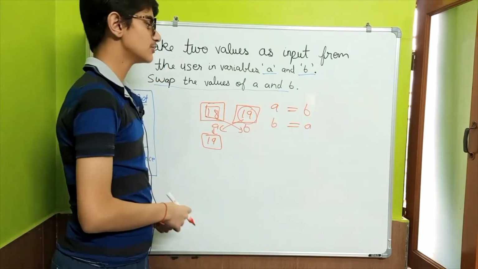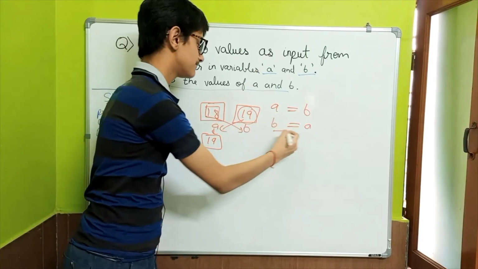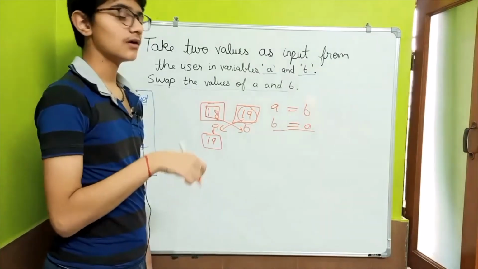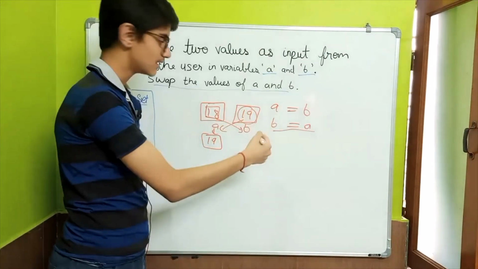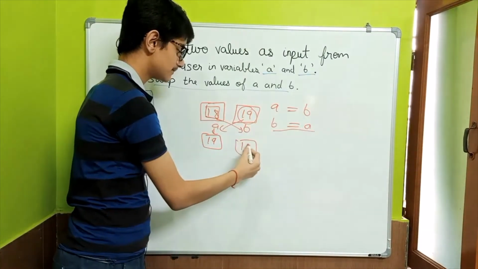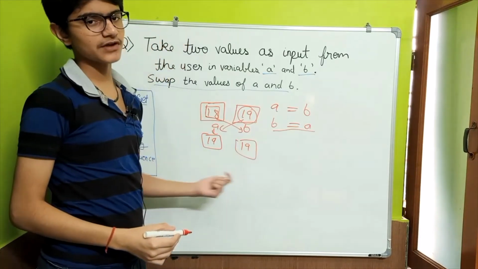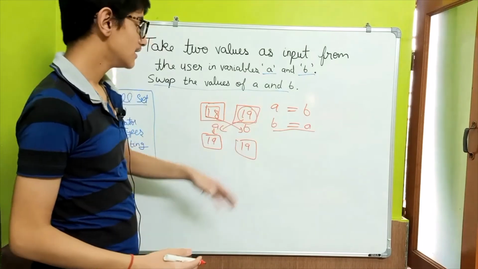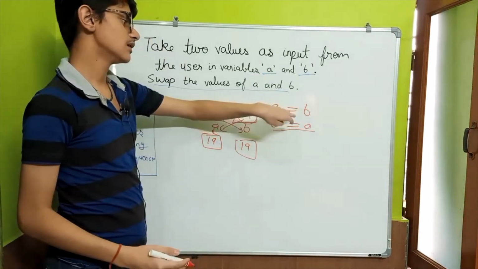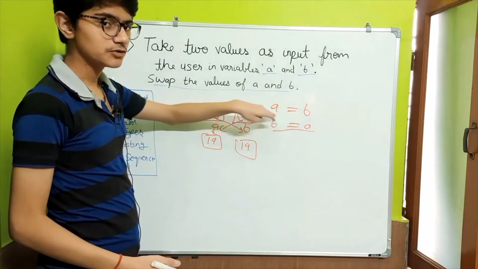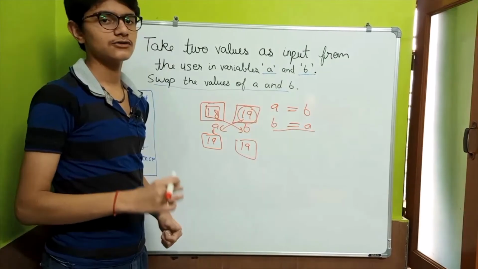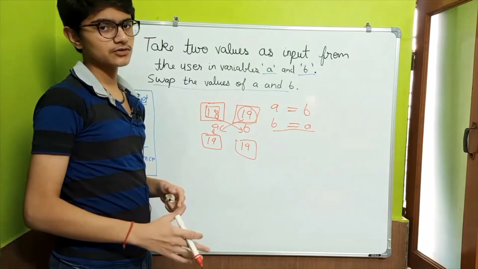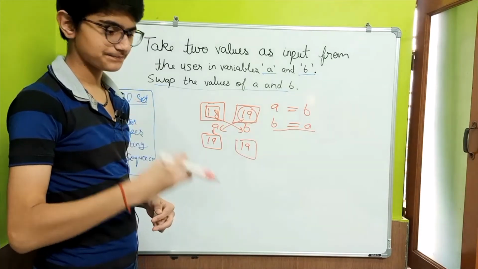Now in the next line you are writing B equals A. So what will happen? The value of A will go to B and B will again be 19. So you can see no swapping is happening. We are not able to retain the value of A. It is getting lost when I am assigning A the value of B, right? So the main problem we are encountering, guys, is that we are not able to retain the value of A.